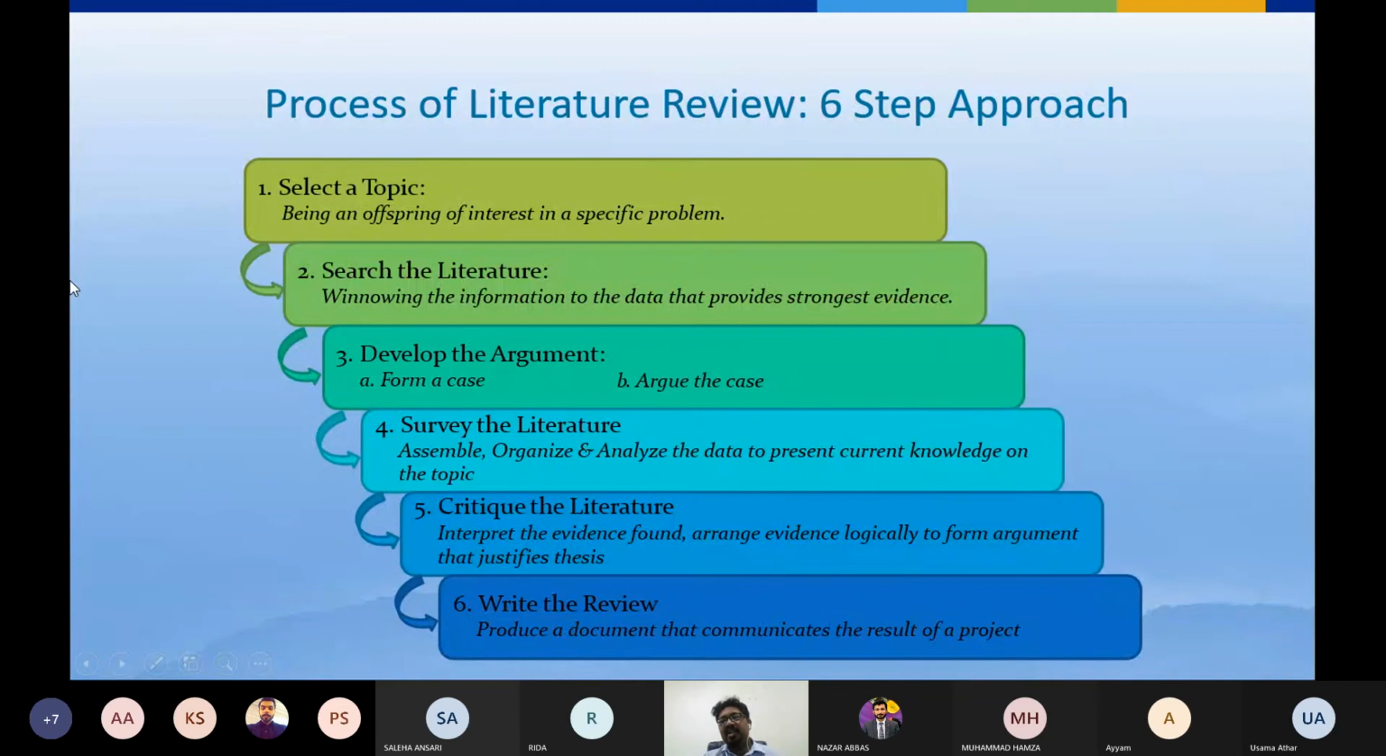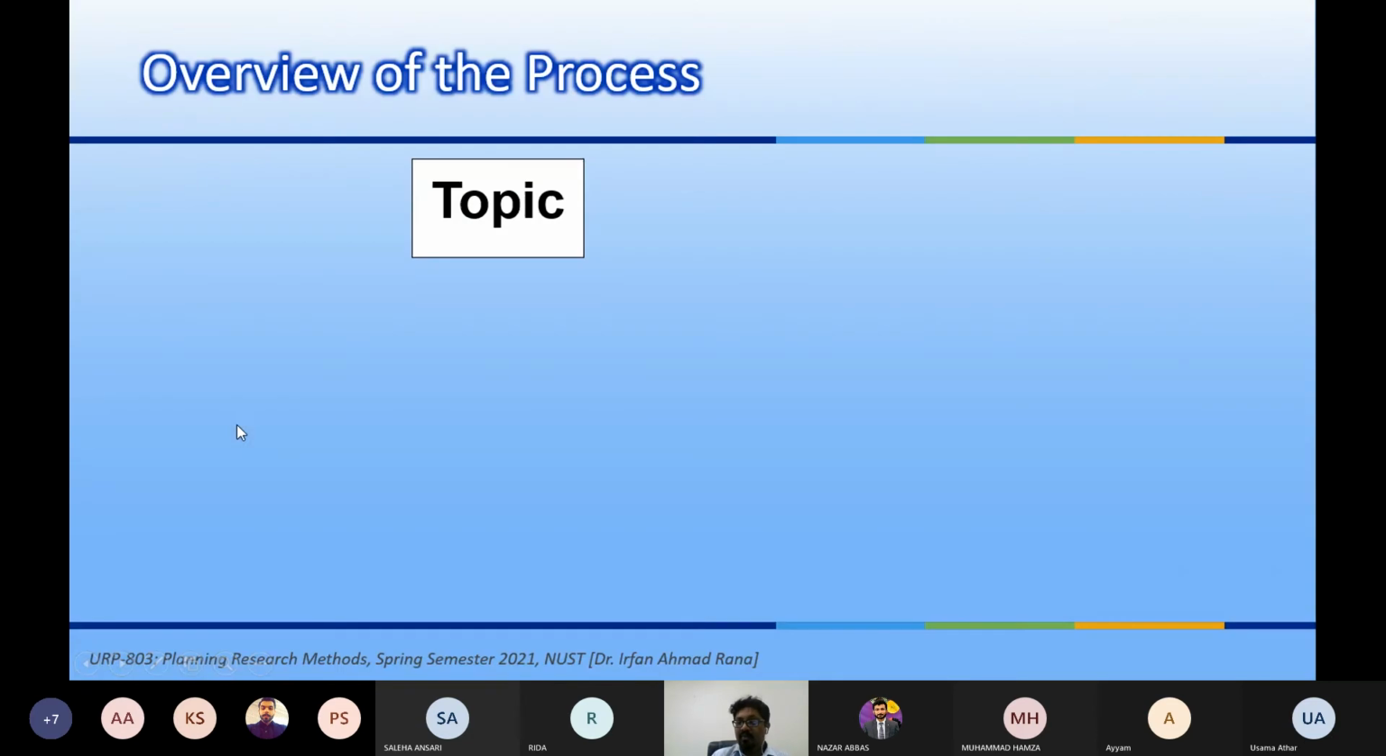So there is again a generic six-step process in which you know a topic, you search for the literature, you develop an argument, you support the argument, you survey the literature, you critique the literature, and then write your own review. So that's the most important part. Students can assemble and organize up to level 4, I would say. Students can easily assemble, organize and analyze the data. But critique is a very difficult thing to do, and students are often lacking in this aspect of literature review in their thesis and also in their papers.